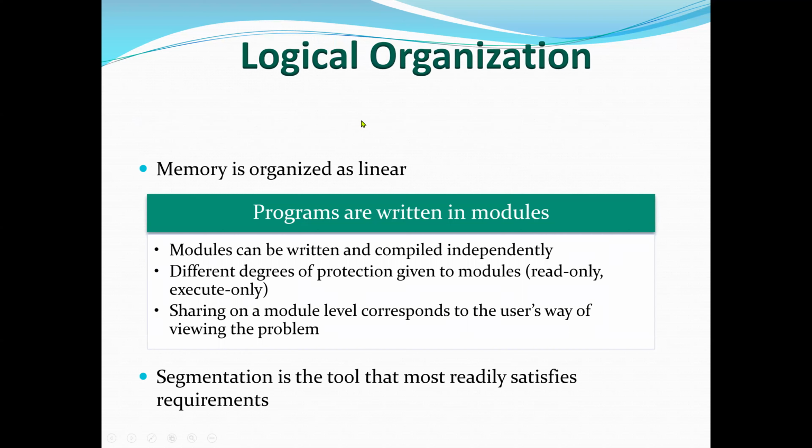The next is the logical organization. So memory is organized as linear. Programs are written in modules. Almost all main memory in a computer system is organized as a linear, or one-dimensional, address space, which normally consists of a sequence of bytes or words. Secondary memory at its physical level is similarly organized.